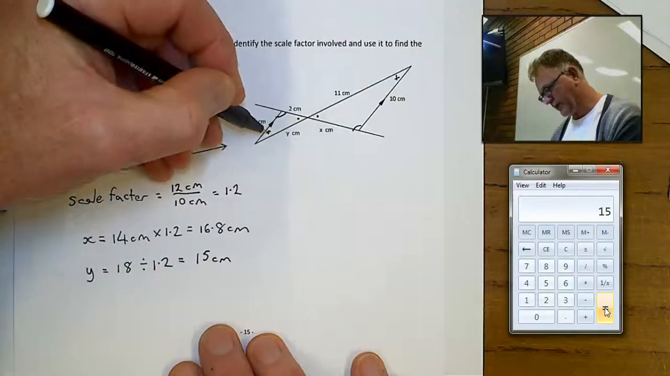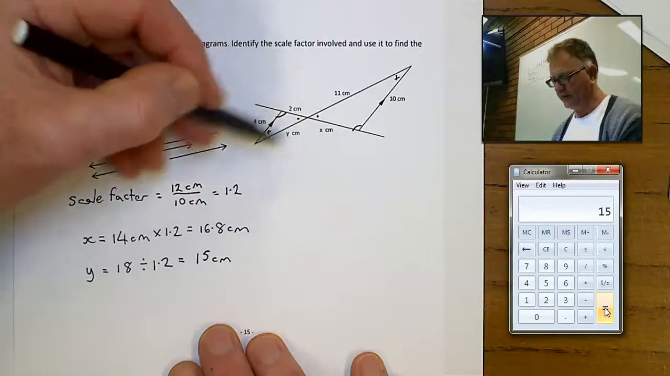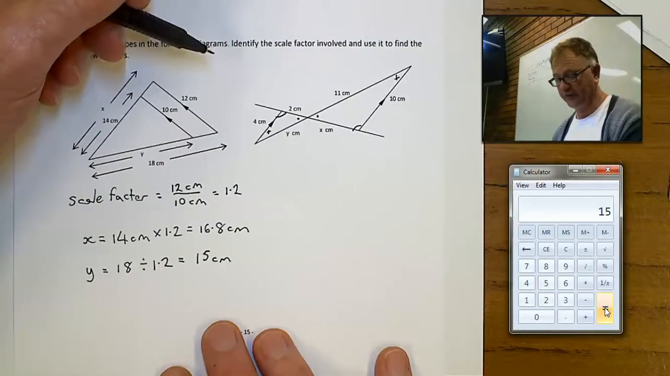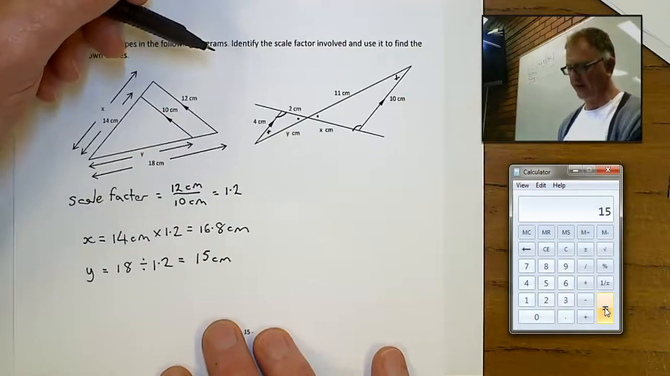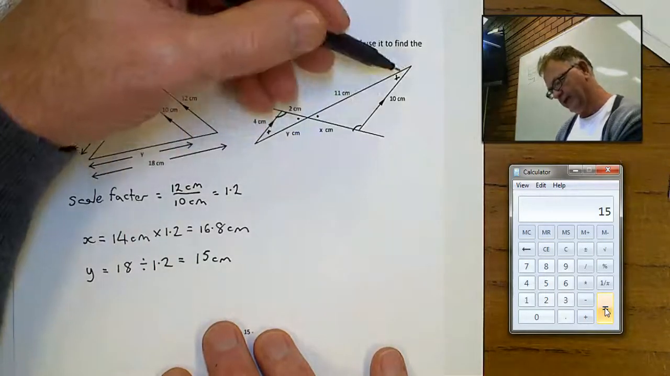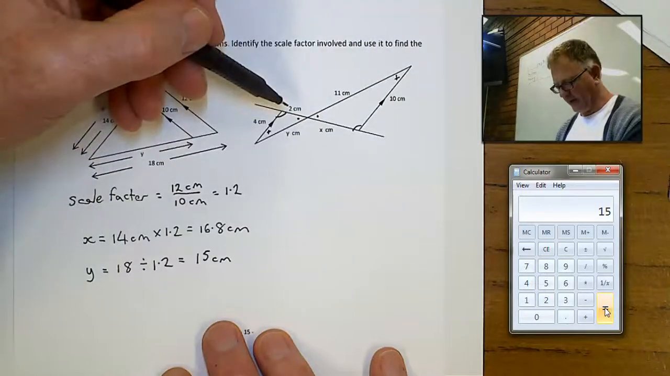Now when you've got triangles which have three matching angles, they must be similar. They must be the same shape, but possibly a different size. And that's what we've got here. So the first thing to do is work out the scale factor involved. Now this side is one which matches this side. So that means that we can work out the scale factor.